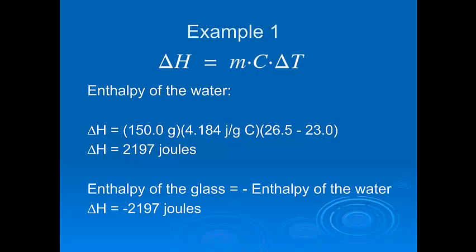So we didn't even have to really measure anything about the glass. We just put it into the water. We did all the calculations about the water, and we got the information about the glass. That's what I mean by an indirect method. It's not directly involving the substance. It's using another substance to help us out. That's how calorimetry works.